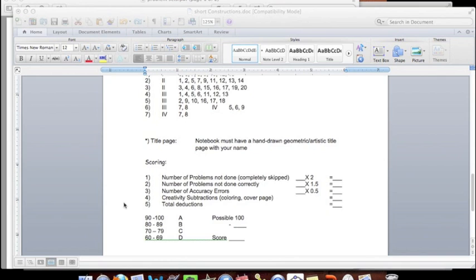Creativity subtractions are going to come from coloring or your cover page if those aren't kind of up to par, and I'll talk more about those when we go back to what I'm looking for in the notebook. And then it's total out of 100 points possible. This is a very large grade for us. I don't think anything else all year has been worth 100 points at once. There's a reason why it's so many points.